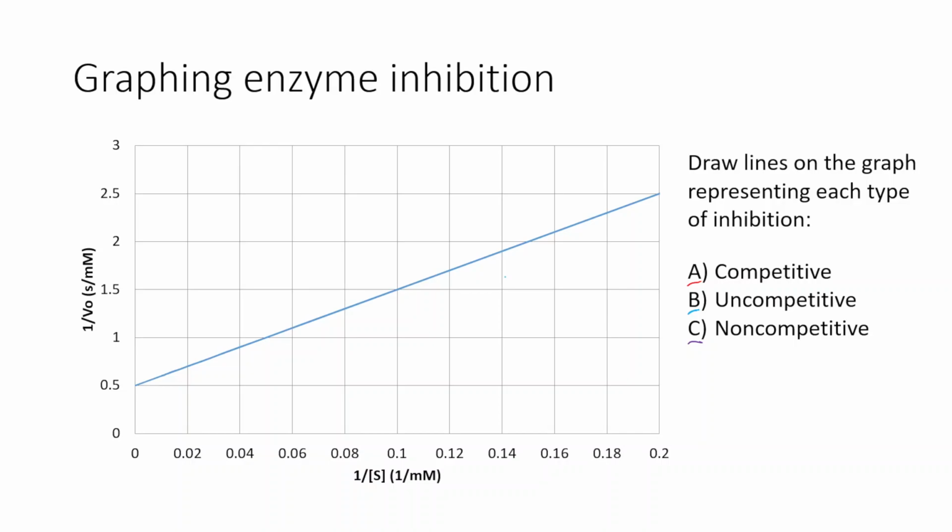So who can tell me for the competitive inhibitor what the line would look like in terms of y-intercept and slope? Yeah, exactly. So same y-intercept, higher slope. So start at the same y-intercept, slope is a little higher. That's competitive.